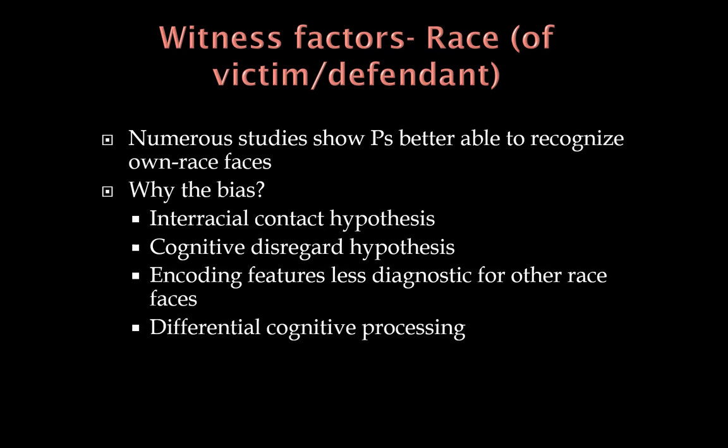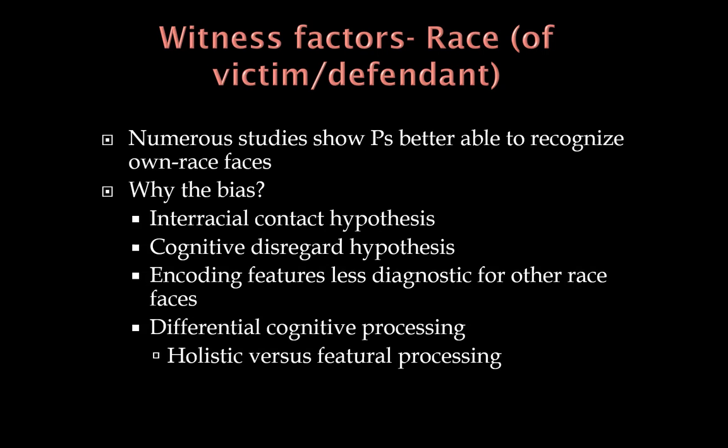The last hypothesis is called the differential cognitive processing hypothesis, and there's a lot of support for this hypothesis as well. What it suggests, and it fits in a little bit with the cognitive disregard hypothesis, is that we process same race faces differently than we process other race faces. When you look at faces from your own race, you tend to process the face more holistically. So you look at the distance between features, and you don't look at just the eyes and the nose and the mouth, but you look at the whole face.